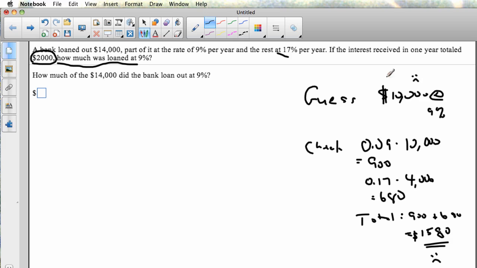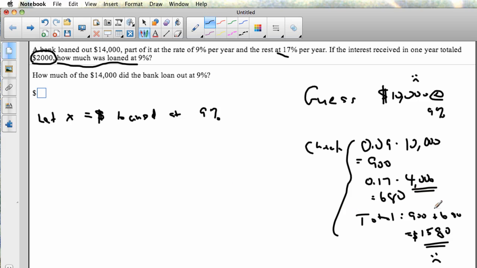But the reason for going through the guess process is that now I have some idea of how to set up the problem using the letter x. So instead of guessing a number, I'm going to say, let x be the dollars loaned at 9%. And the calculation that we did to check tells us everything we need to know about how to get the total interest. Notice part of this calculation was figuring out that there were $4,000 invested at the other rate.